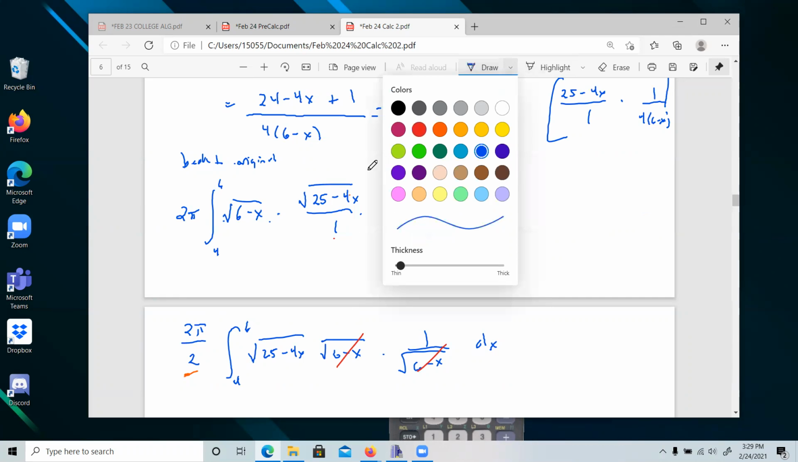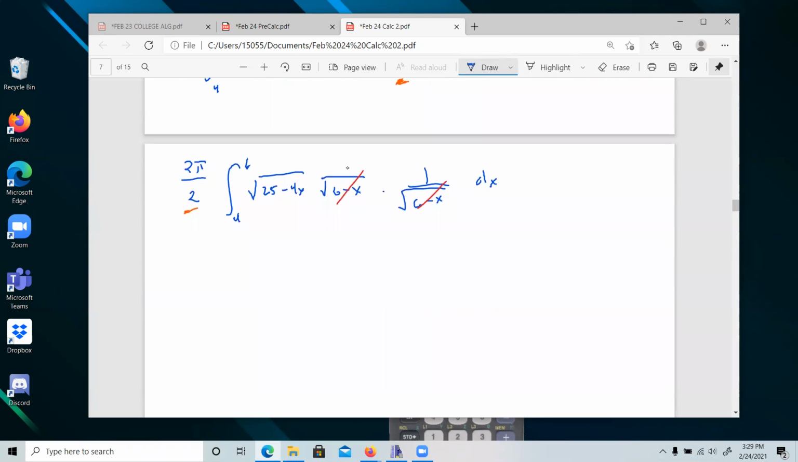Okay. So here we have pi. We have the integral from 4 to 6 of the square root of 25 minus 4x. We don't even have squares in this one. So we're just going to go ahead and say let u is equal to 25 minus 4x. du is equal to negative 4 dx. Okay. So dx is equal to du over negative 4.